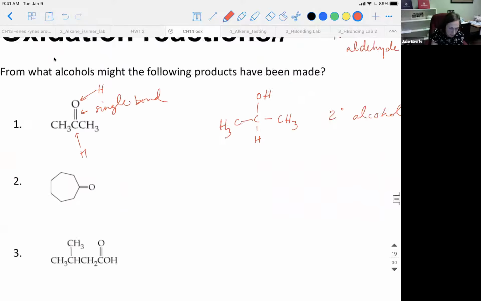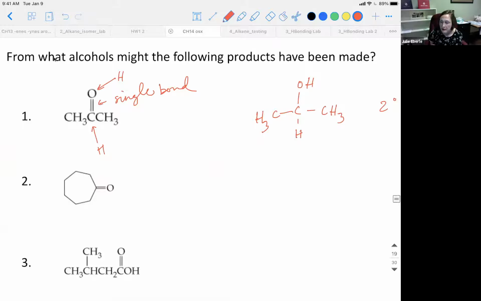All right, so what do you think number two is? Is it an aldehyde? Is it a carboxylic acid? Or is it a ketone?